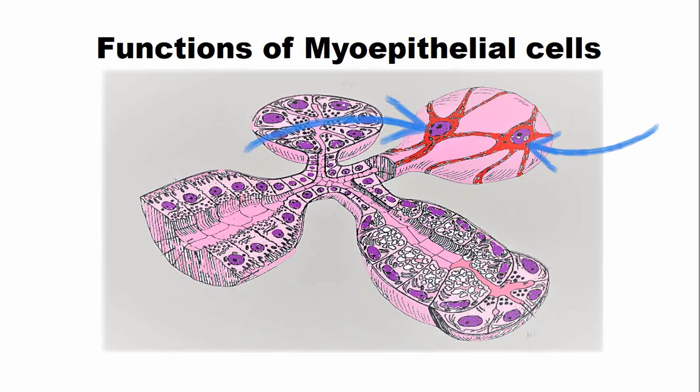So what are the functions of the myoepithelial cells? The first function of the myoepithelial cell is contraction, and the contraction of the myoepithelial cells results in the secretion of the saliva.